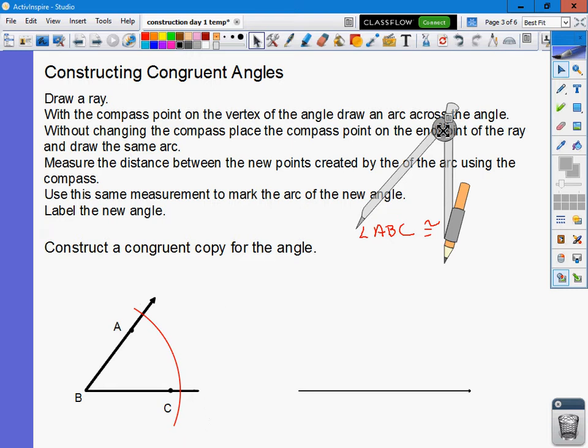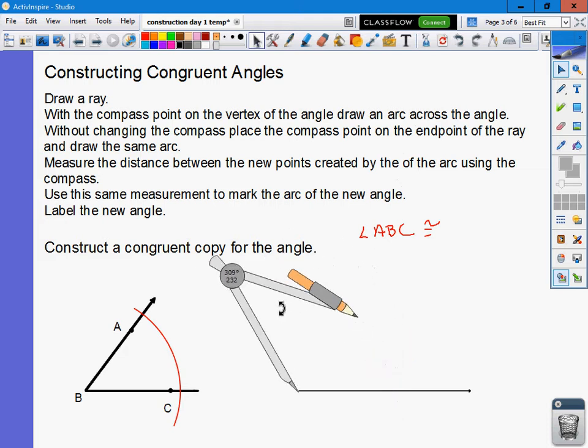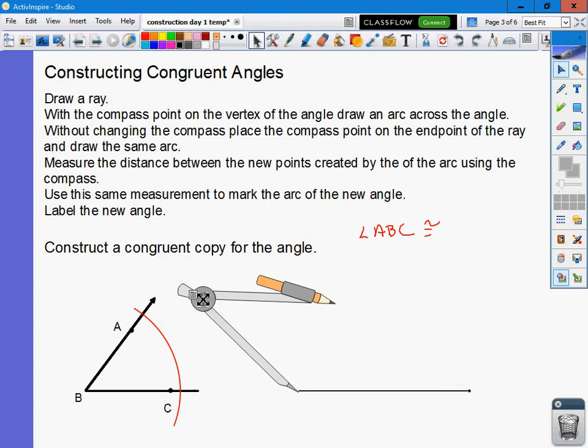Without changing that compass, you're going to slide it over so that the point is on the end point of your ray. Everybody see it? So the point is over on the end point of that ray. And when you go to make your arc, make sure you're making it big enough so that it would be large enough to cross that angle. And you're going to make another arc.